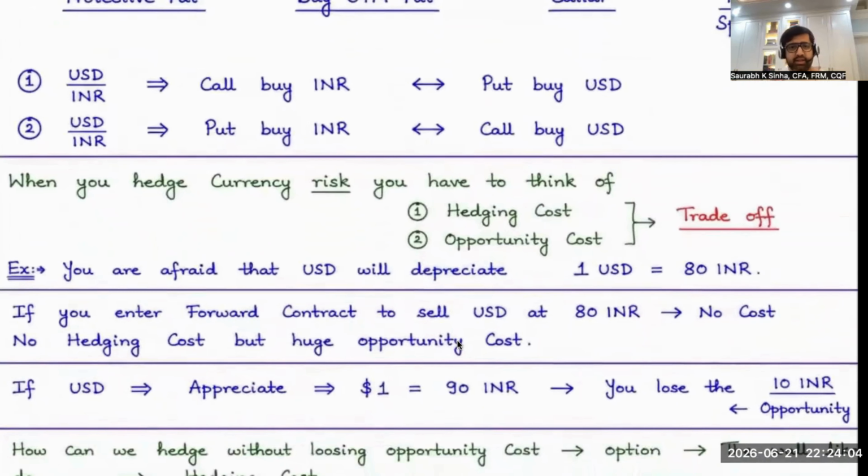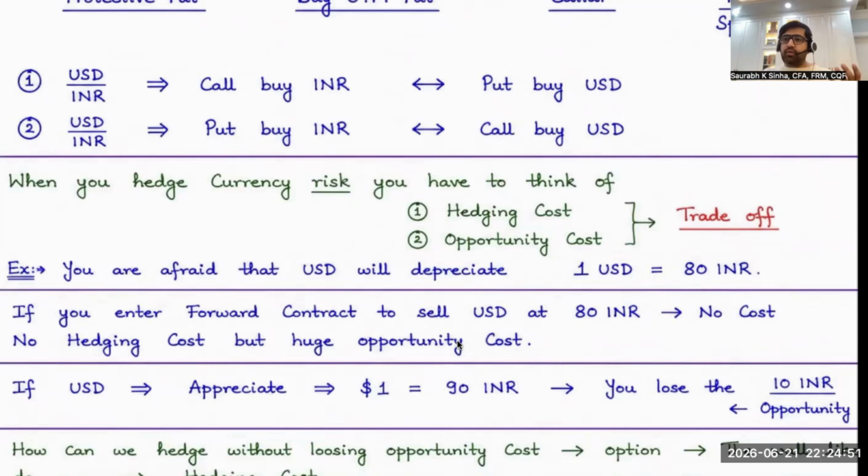First of all, let's take an example. Say you have a 100 USD position and you're afraid that USD will depreciate. You bought the 100 USD position at 80 INR, which is the exchange rate right now. Let's see what will happen if you enter into a forward market. If you enter into a forward or future contract, specifically a forward, there is no transaction cost at the initiation of the contract. You don't have to pay anything. There is no hedging cost, as you're not paying any premium or margin amount because it is a forward contract.